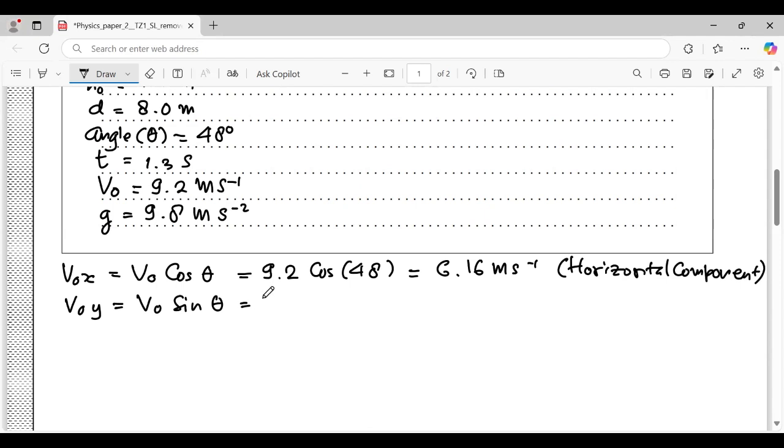Let's find the vertical component, 9.2 times sine 48. If you calculate, the result is 6.83 meter per second. This is the vertical component.